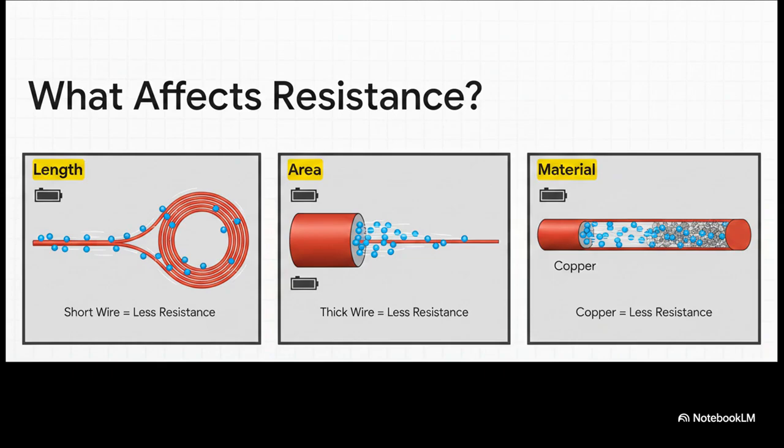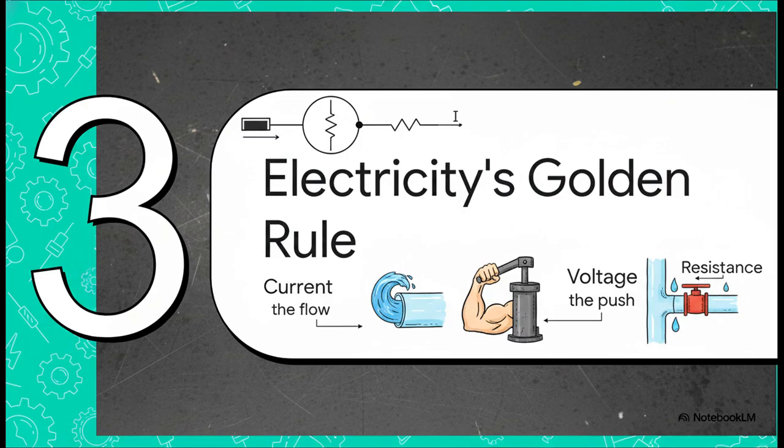It comes down to three main things. First, the length. A longer wire has more resistance. It's like a longer obstacle course for the electrons. Second, thickness. A thicker wire has less resistance because there's just more room to flow. And finally, the material itself is a huge deal. Copper is like a superhighway, while other materials are more like a narrow, bumpy road. So, now we've got our three big ideas.